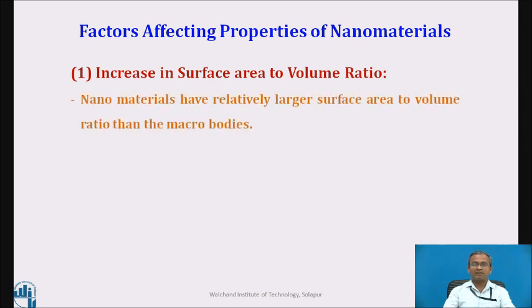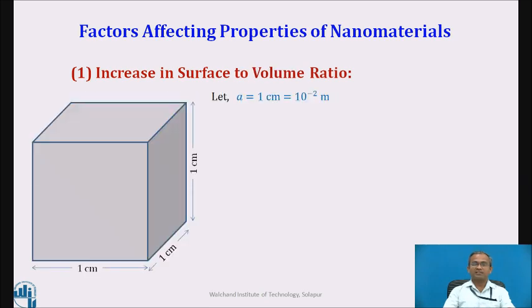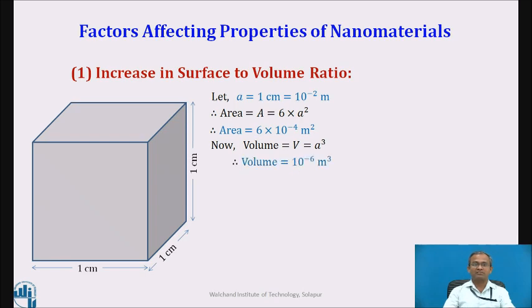Nanomaterials have relatively larger surface area to volume ratio than the corresponding macro bodies. This can be understood by the following example. Consider a material in bulk form in the form of a cube of side length 1 centimeter, that is to say 10 to minus 2 meter. Therefore, the area of the material in this bulk form will be 6a square, that is to say 6 into 10 to minus 4 square meter. And the volume of the material will be given by V equal to a cube, which turns out to be 10 to minus 6 cubic meter.